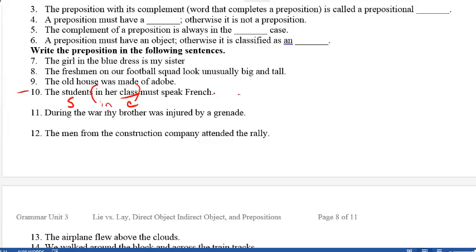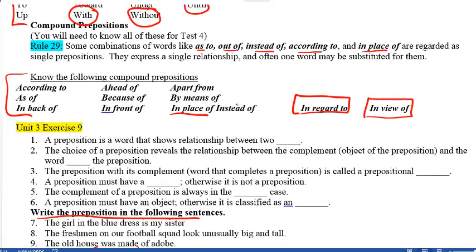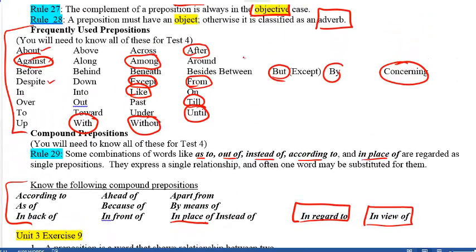During the war, so during is the preposition, war is the complement. My brother was injured by a grenade. By is the preposition, grenade is the complement. So this one had two. So when I say write the preposition in the following sentences, for that one it would be during and by. The purpose of this exercise is to help you gain familiarity with this whole list.